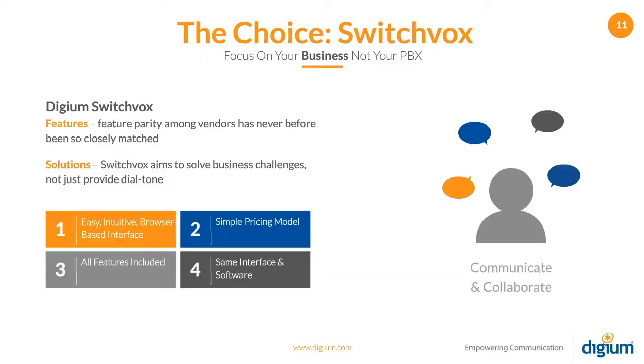So let's look at Switchvox itself and talk about how Switchvox focuses on your business, so you can focus on the business aspects to communicate and collaborate and not spend your time worrying about your PBX or your phone system. At this point in the game, most communications vendors out there have feature parity, and it's never been this close before. So really the point that Switchvox tries to make is that we're looking to solve your business challenges and not just provide a specific feature or function. Okay, and so how does Switchvox do that in comparison to some of the competition that's out there?